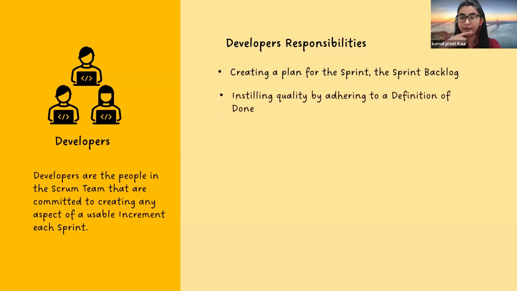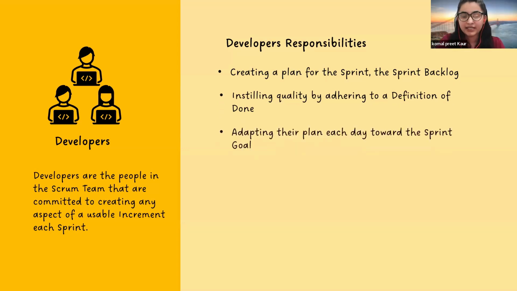And instilling quality by adhering to the definition of done. Definition of done is basically, when a task is defined in the product backlog, the product owner and developers mutually discuss and decide what the definition of done will be. Like if they have to develop a login page, what is the set of criteria or checks that need to be done? Only then can we consider that this login page is working fine, or developed as we expected.